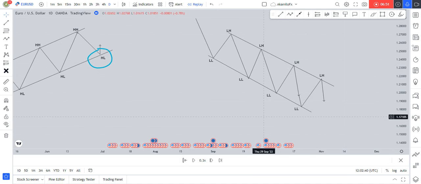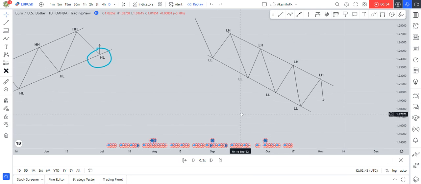Because it's in a downtrend, as the saying goes, you don't need to catch a falling knife. So we just need to sell from the lower highs. In a downtrend, selling will be best in the market.